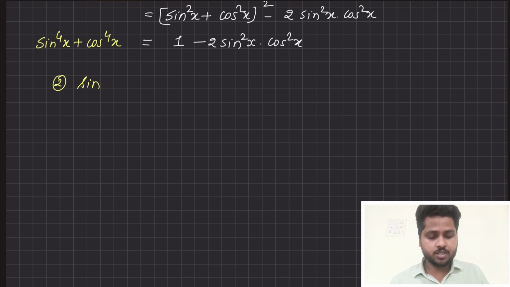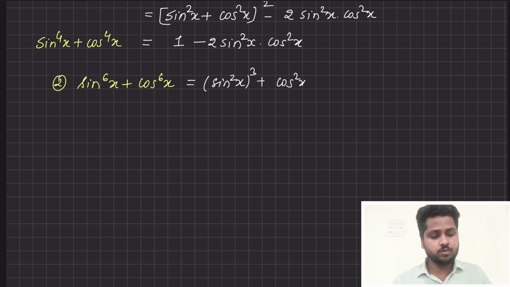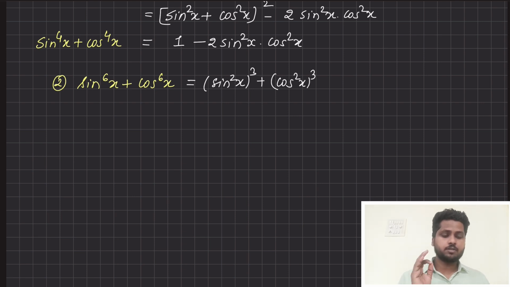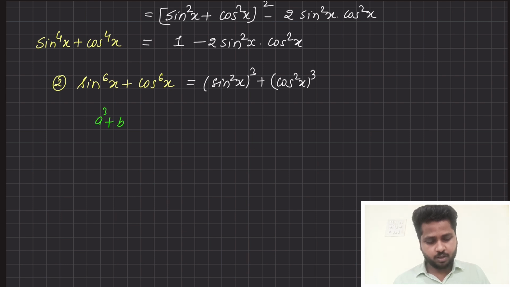Now I will find out sin raised to 6x plus cos raised to 6x, okay. So sin raised to 6x plus cos raised to 6x, we can write as sin square x whole cubed plus cos square x whole cubed, okay. Now you tell me, just think about a cube plus b cube, everyone. Write the formula for a cube plus b cube in the comment box, students. Do pause the video and write the formula and then check whether your answer is correct or not.